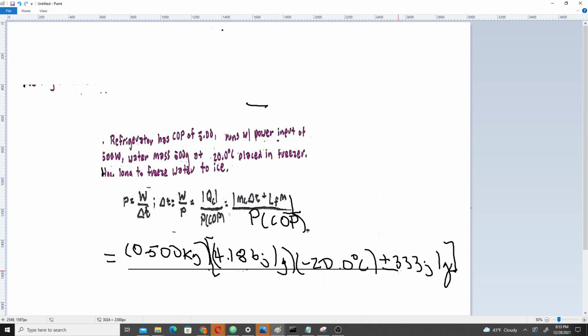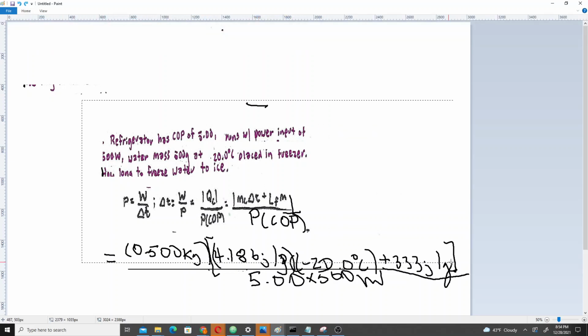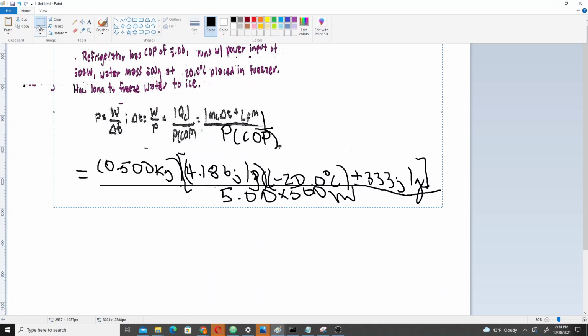All right, 333 joules per gram is at the end right here. So when we do this calculation, we're going to distribute this half a kilogram to each of these two terms. And then on the bottom, the COP is 5.00 times the power, which is 500 watts. When you punch that into your calculator, you should come out with 83.3 seconds.